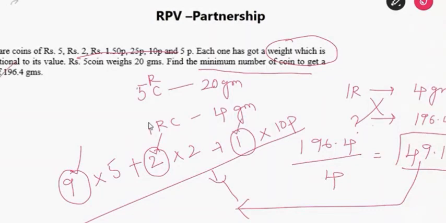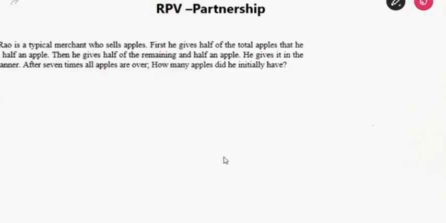Totally we need 12 coins, 12 minimum number of coins to get a total of 196.4 grams. Observe the questions. These are all logic based. Next one. See, this is a typical question.